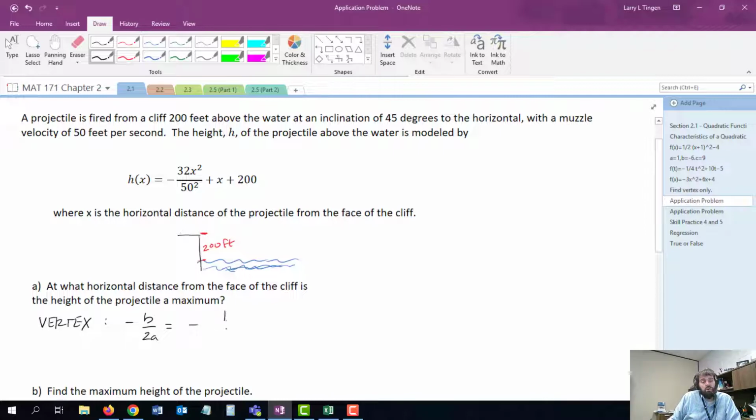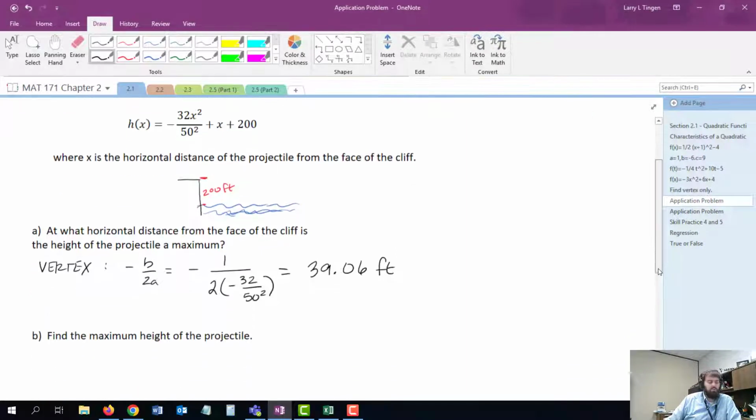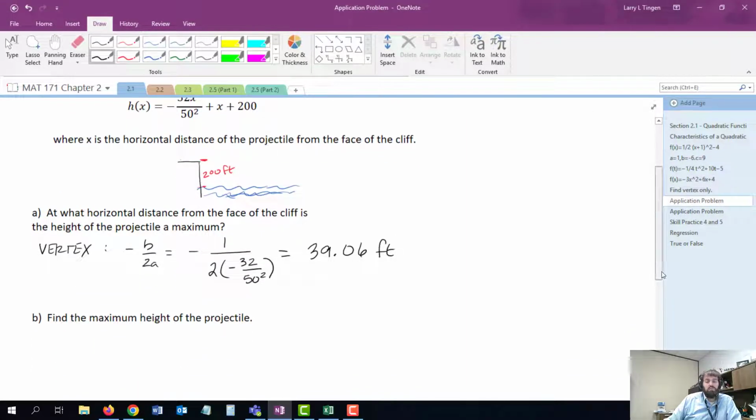All right. That is negative 1 over 2 times A. A is negative 32 over 50 squared. I assure you that I put that in the calculator just like everyone else did. I do this all in one step. Negative 1 divided by 2, open parentheses, negative 32 divided by 50 squared. And I find my answer to be 39.06 feet. All right. So if I'm launching at a 45-degree angle, it looks like my projectile doesn't get too far away from the cliff before it maxes out, and then begins to fall.